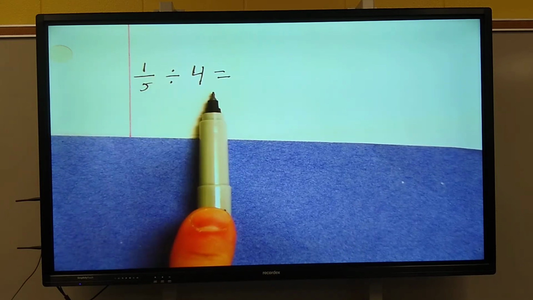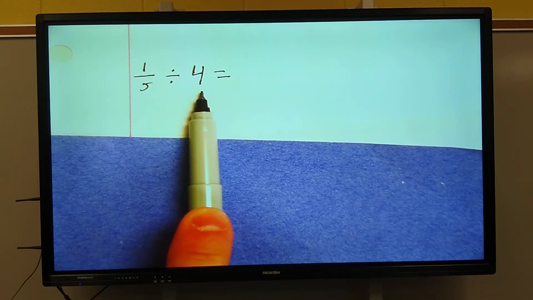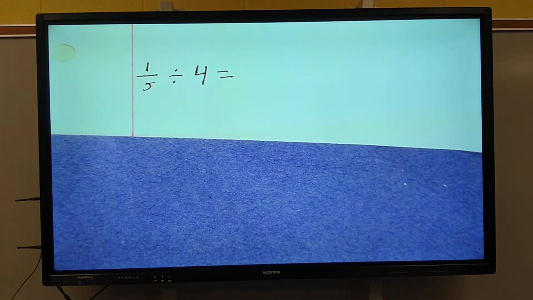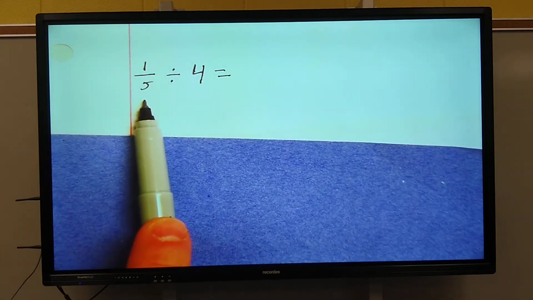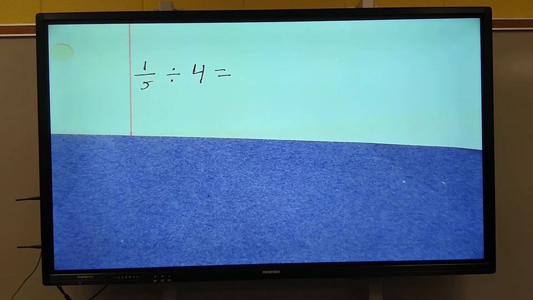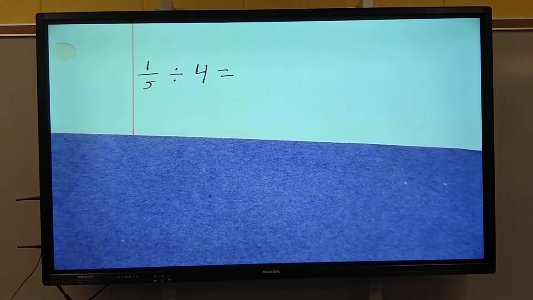A fraction by a whole number. The whole number being the divisor and the fraction being the dividend. So we are dividing 1/5 4 times. 1/5 divided by 4. Now here is how you do it.